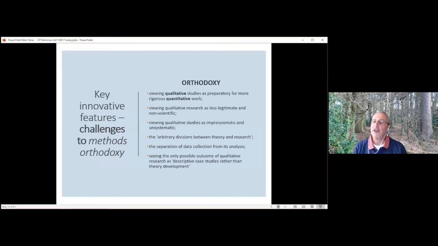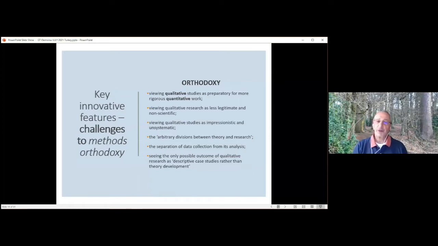And the key features of this method were that they challenged the orthodoxy of the time. In United States social sciences in the 50s and 60s, this was what the orthodoxy was. Qualitative studies were second rate. Well, you might do them in preparation for quantitative work. They were less legitimate because they weren't scientific. They didn't have numbers in. They often were unsystematic and impressionistic, the things that editors still associate some Grounded Theory with.